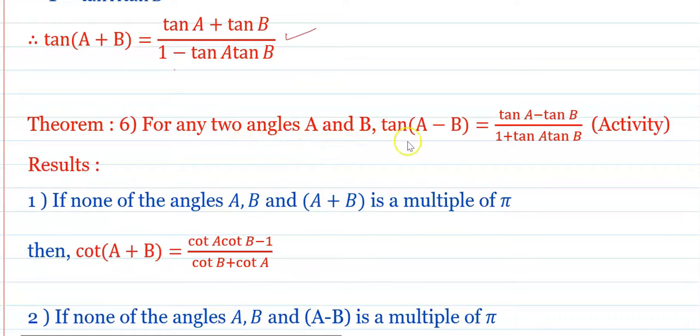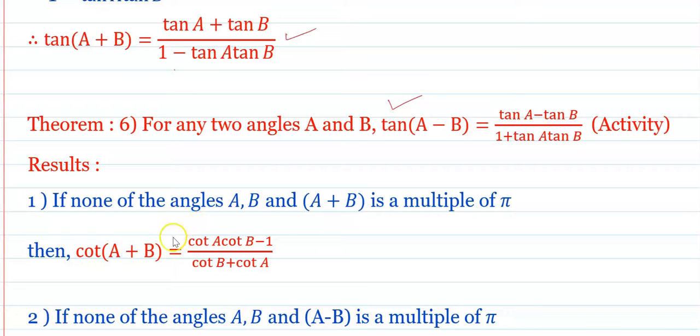Next, tan of a minus b is equal to, if here it is tan of a plus b, then the numerator has a plus sign and the denominator has a minus sign. And what about the tan of a minus b? Then the numerator has a minus sign and the denominator has the plus sign. Okay. Therefore, tan of a minus b is equal to tan a minus tan b upon 1 plus tan a into tan b. You have to remember all these formulas.